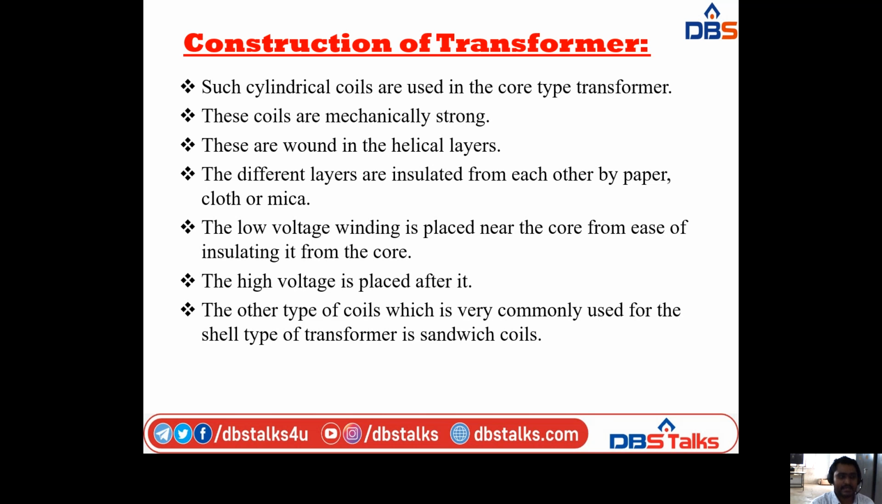The low voltage winding is placed near the core for ease of insulating it from the core, and the high voltage winding is placed outside it. So after the inner LV winding, we place the HV winding. The other type of coil, very commonly used for the shell type of transformer, is the sandwich coil. For the core type transformer we use the cylindrical concentric coil, and for the shell type we use the sandwich coil.